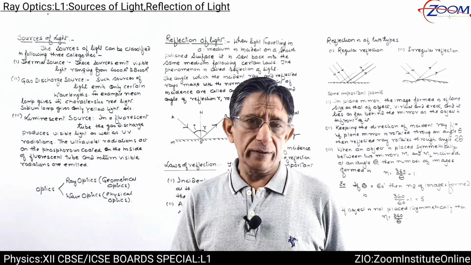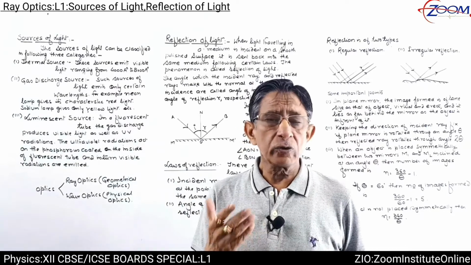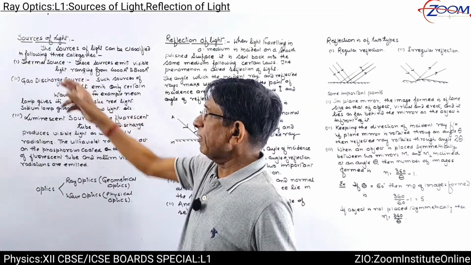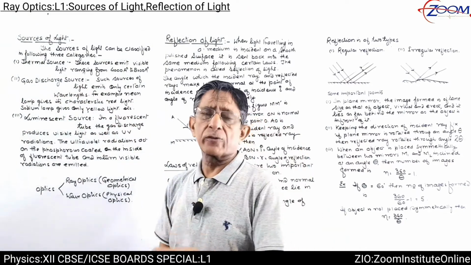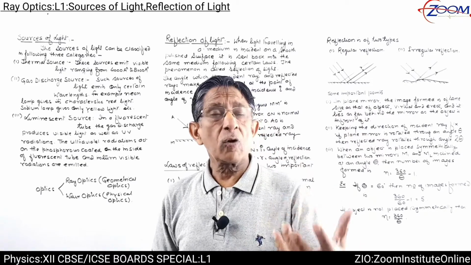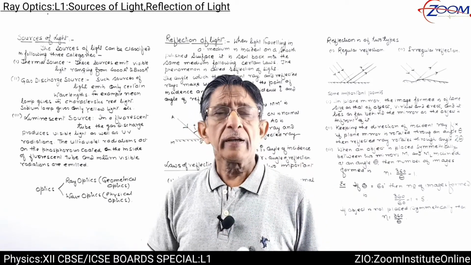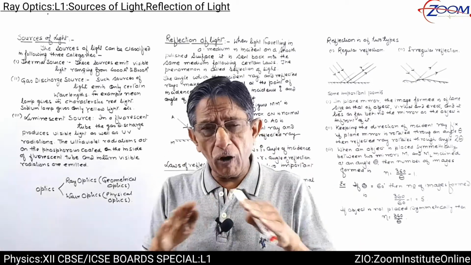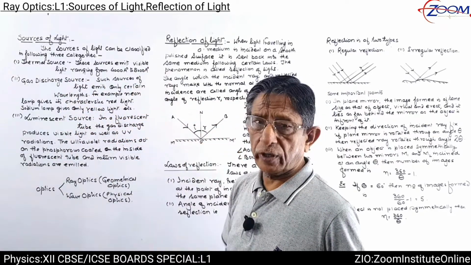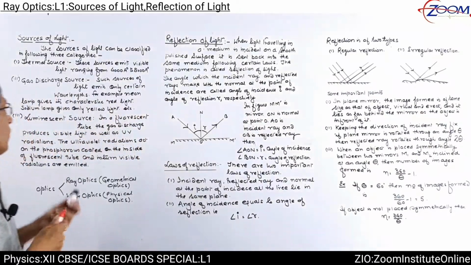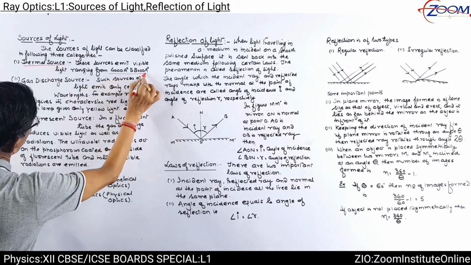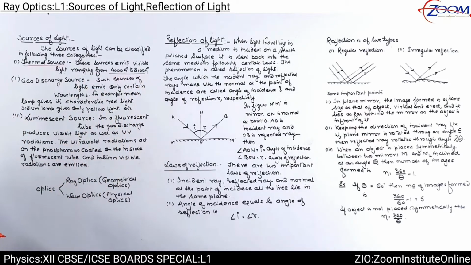Sources of light have been classified into three categories. The very first is called thermal source. What is thermal source? Sources like the sun, etc., are called thermal sources and they emit light of all the wavelengths ranging from 4000 to 8000 angstrom. So, the very first is your thermal source. It produces light from 4000 to 8000 angstrom.